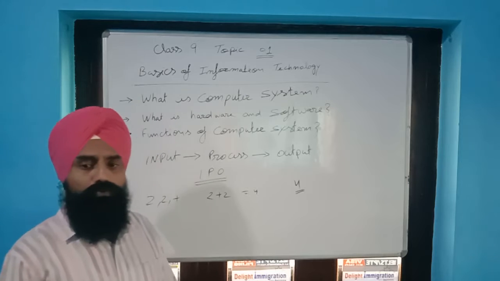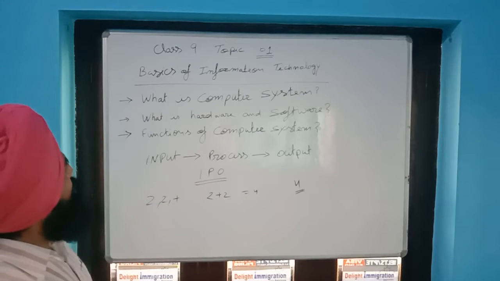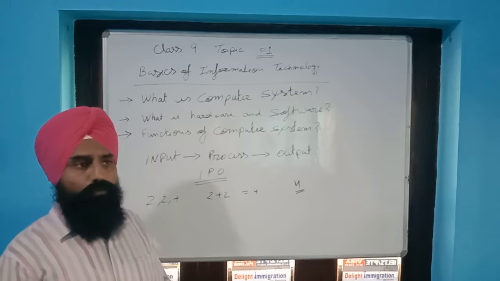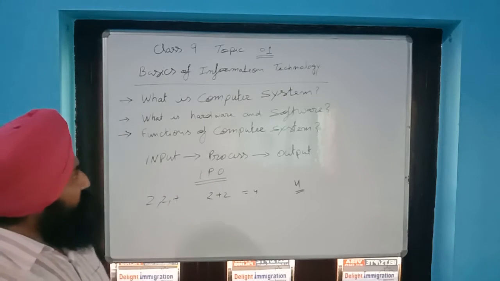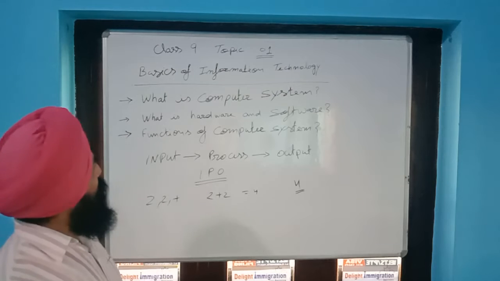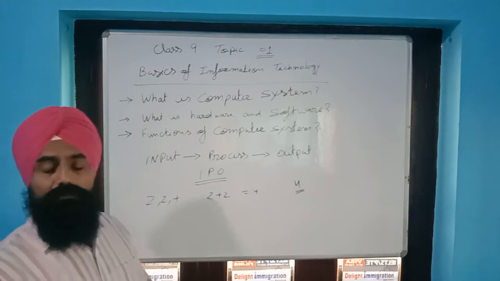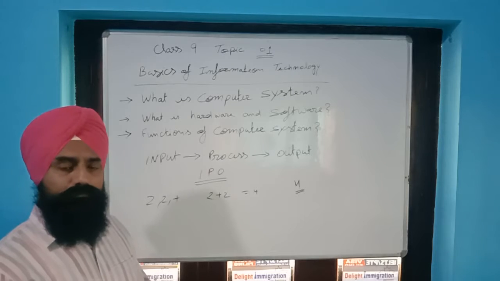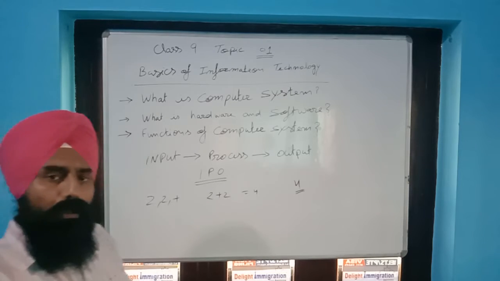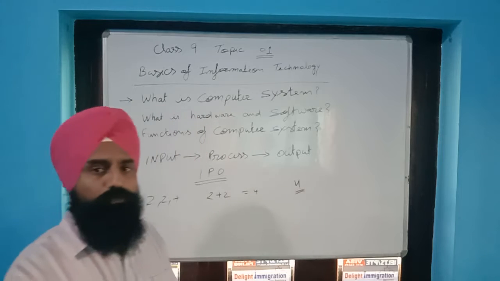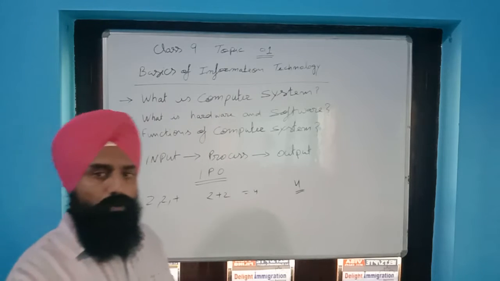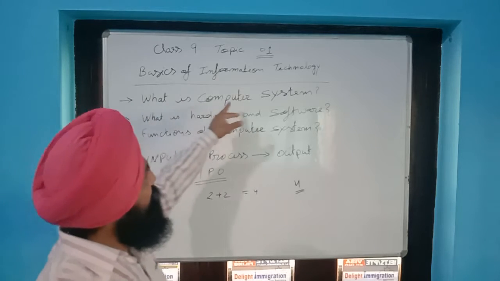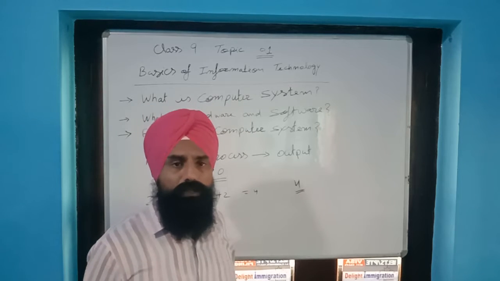We are going to start the basics of information technology. I am going to teach more about the computer system: what is hardware and software, functions of a computer system, and the IPO cycle, that is called input, process and output. Okay, let's start. First, what is a computer system?